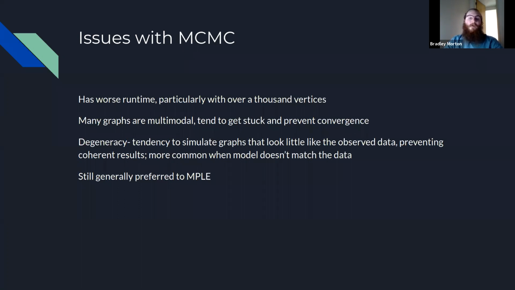It's also possible when you're simulating to get a simulated graph that looks very little like the observed data. And this ends up preventing coherent results. This is more common when the model you're using doesn't actually match the data. So if you try to match triangles to a data set where triangles don't exist at all, or where they're rare, then you're going to start simulating a bunch of triangles that aren't really represented, and therefore your simulated graphs are not going to look anything like your actual graph. Still, however, MCMC is preferred to MPLE, and there is active research being done on how to deal with all of the issues here.